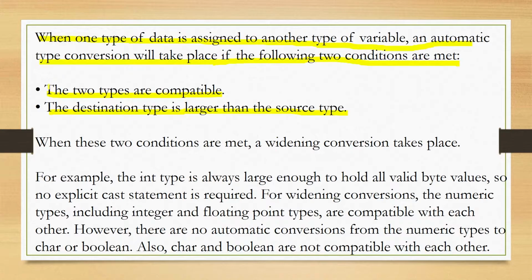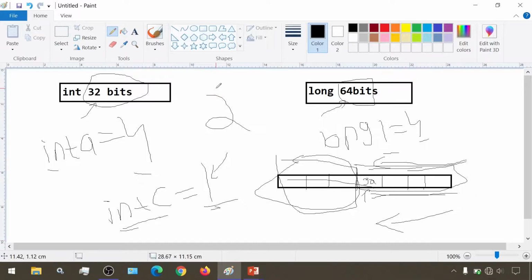Let's first understand this. The two types are compatible. What does it mean by compatibility? Here we have this number 4 which we are storing in int, and here also we have this number 4 which we are storing in long. So the value here is of numeric type. Both int and long support numeric data to be stored. So these two, int and long, are compatible.